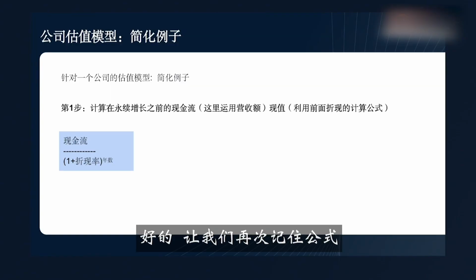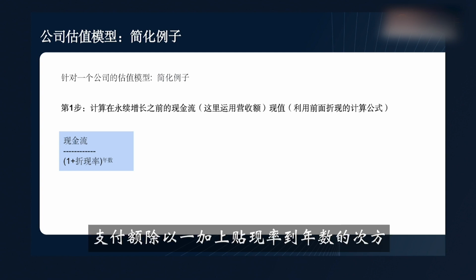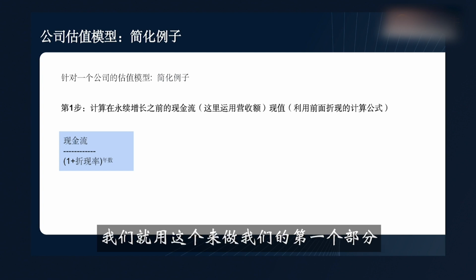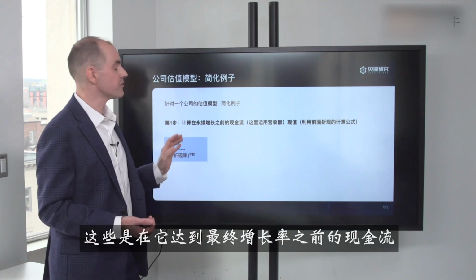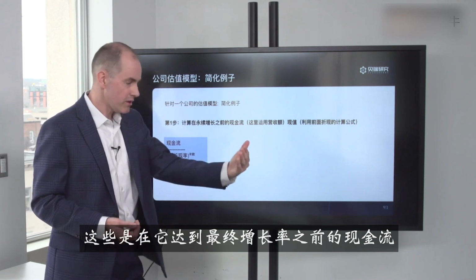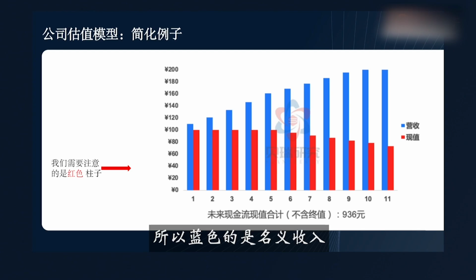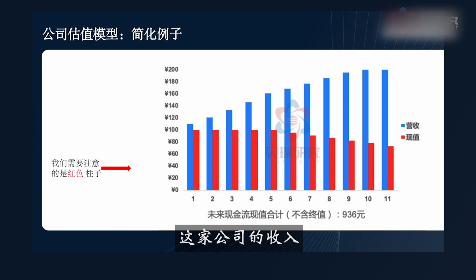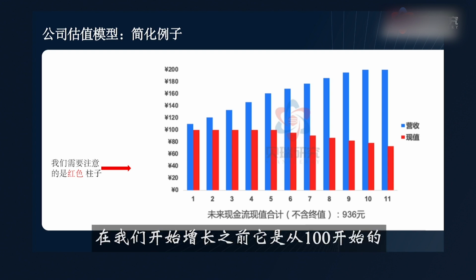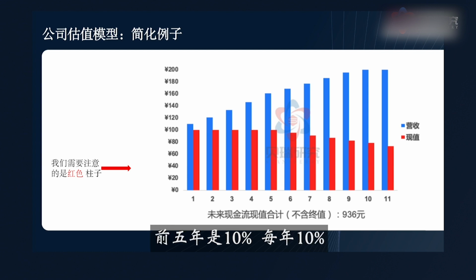Okay, so again, let's remember the formula. Payment over 1 plus the discount rate to the number of years. We're just going to use this for our first segment. These are the cash flows before it gets to terminal growth. So the blue number is the nominal. These are the actual amounts we expect this company to earn. Remember, it started at 100 before we got started. So the next year, it's growing at 10% annually for the first 5 years. It grows a little bit more, and then we got a little bit above 200 RMB per year by the time we get to the end.